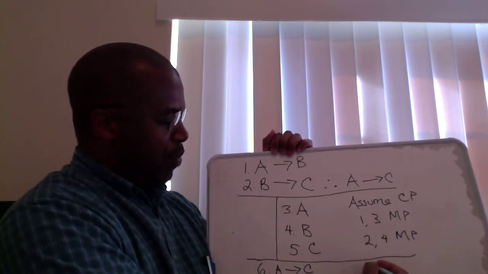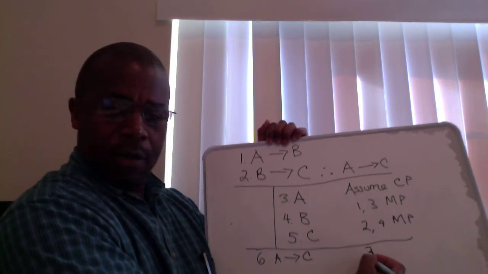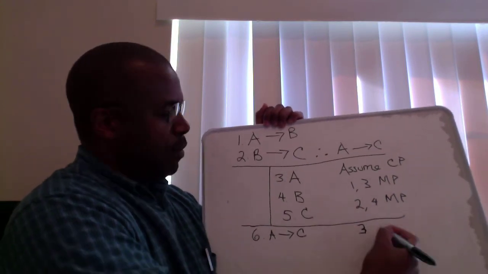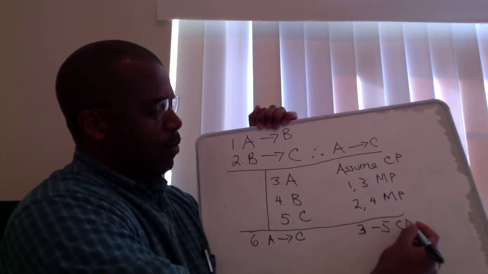Sorry, not 1, but 3. Sorry, you can't see that. 3 through 5, conditional proof.